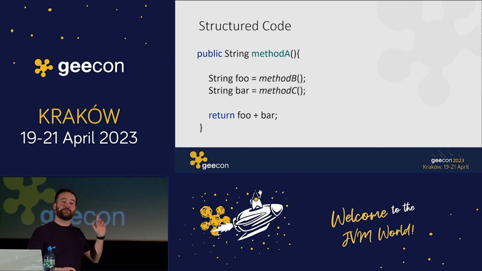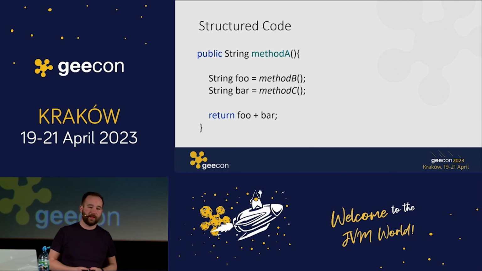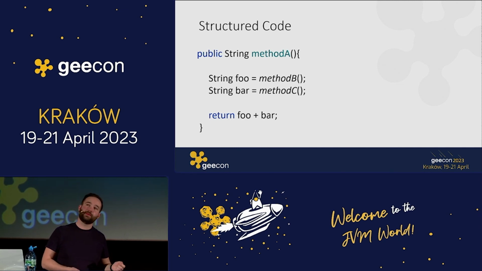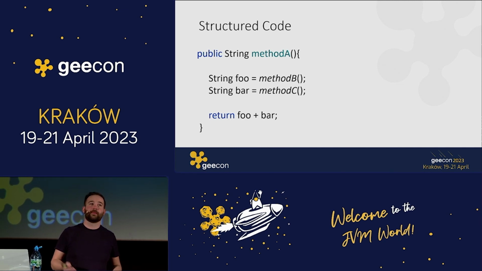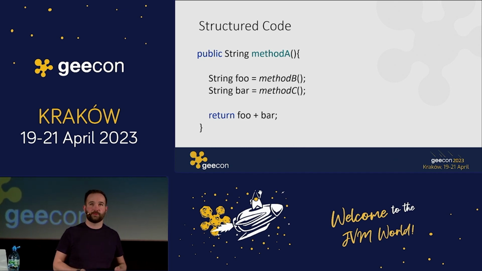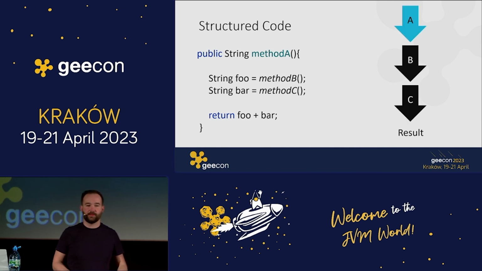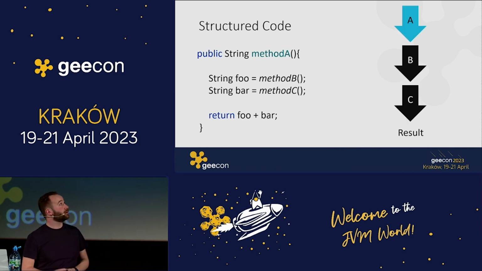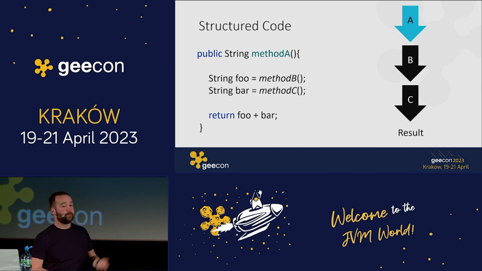This is just a simple Java method. It's method A, and I make 2 calls, one to method B, one to method C. I combine the results and return it to the caller of method A, which is all very straightforward. So what I have is this very simple flow of my method.